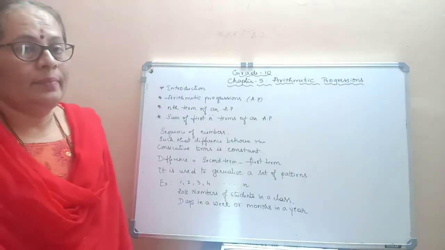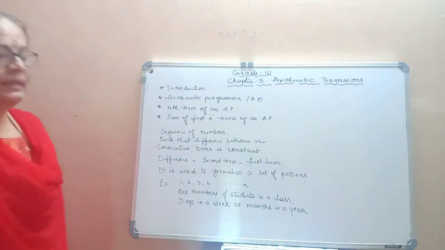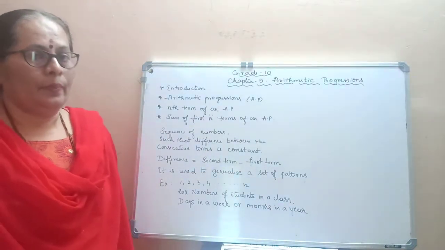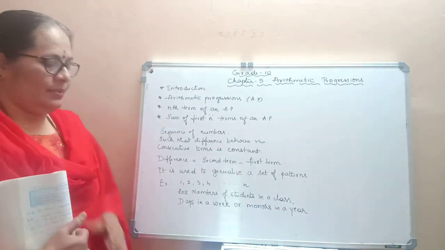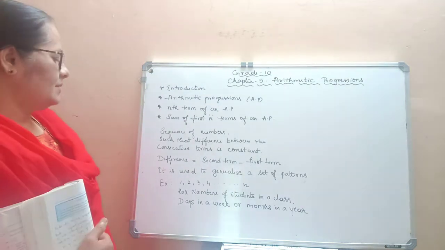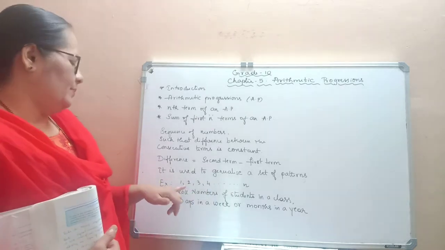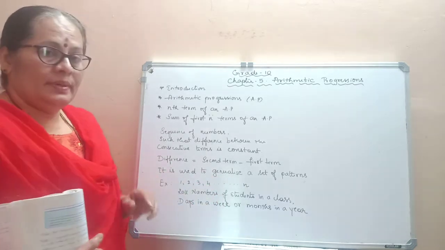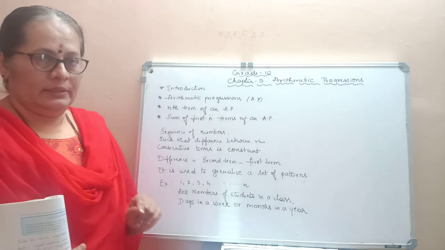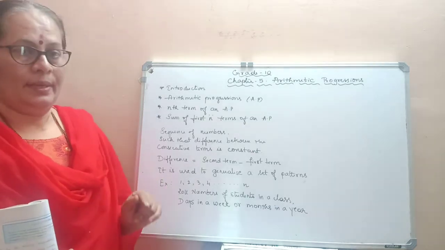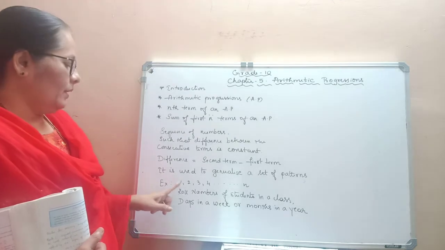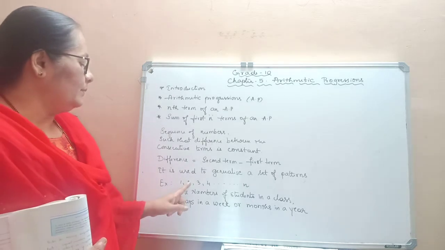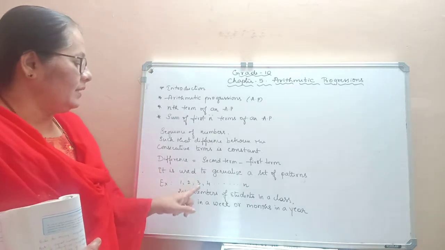What is this arithmetic progression? An arithmetic progression is a list of numbers in which each term is obtained by adding a fixed number to the preceding term. See here, for example, if you take natural numbers 1, 2, 3, 4. If you say that these numbers are in arithmetic progression, then there should be a common number. For example, if you add 1 to the first number 1, you will get 2. If you add 1 to 2, you will get 3. If you add 1 to 3, then you will get 4.